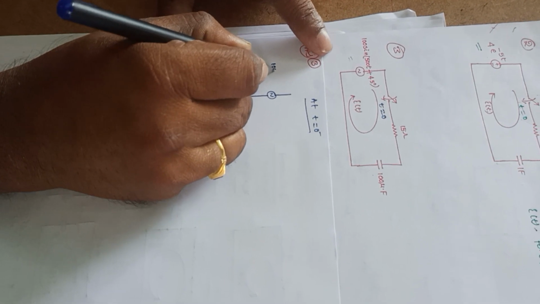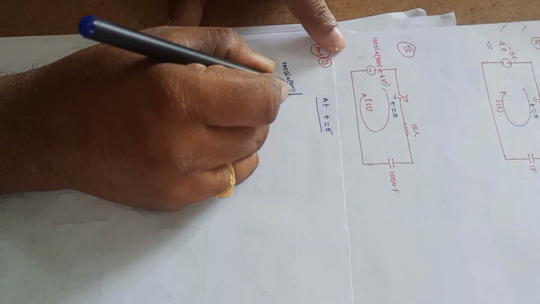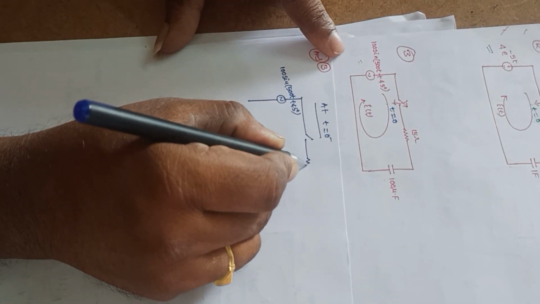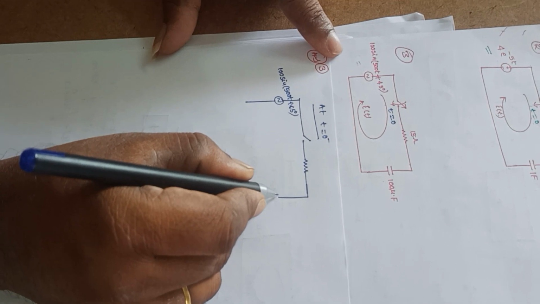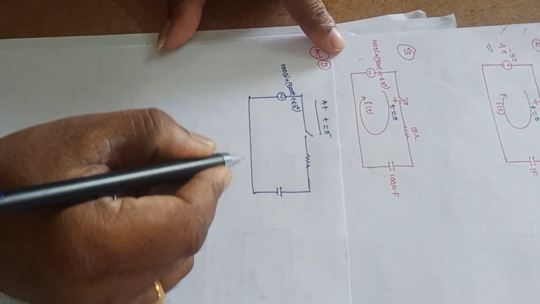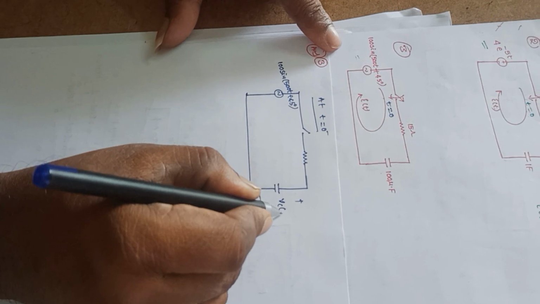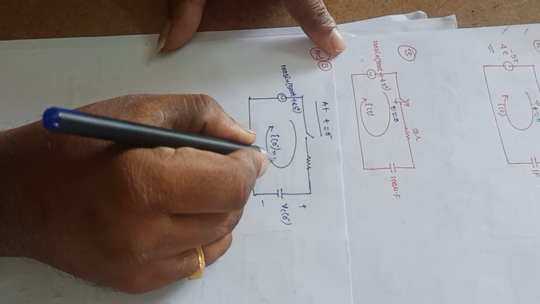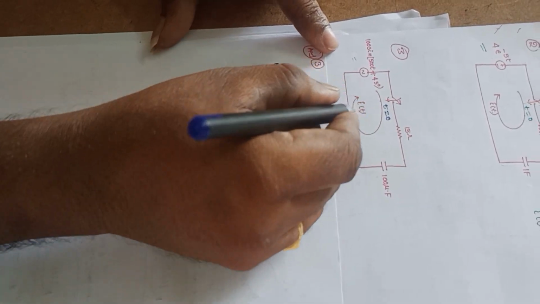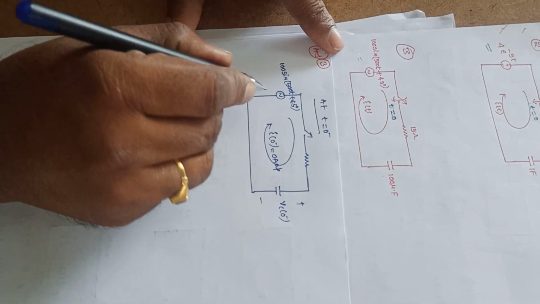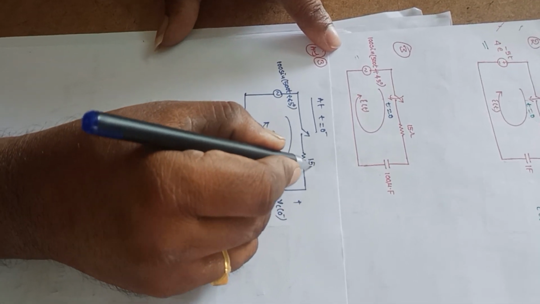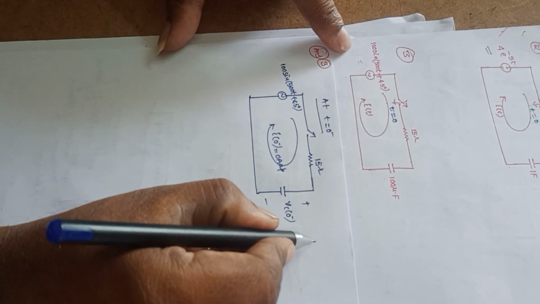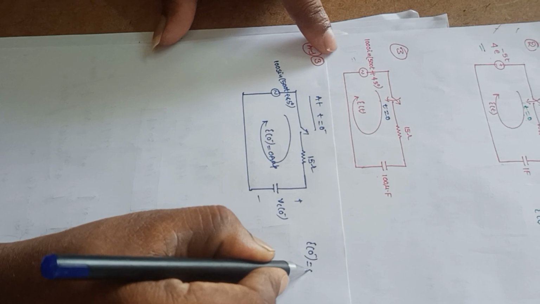Let me write, it is 100 sin(500t plus 45 degrees), and the switch is open. Resistance, and here it is capacitance, and the voltage across this capacitance is Vc of 0 minus. The current circulating through this loop is I of 0 minus, that is equal to 0 amperes, because it is open circuited, so no current will circulate through this loop. So I of 0 minus is equal to 0 amperes.